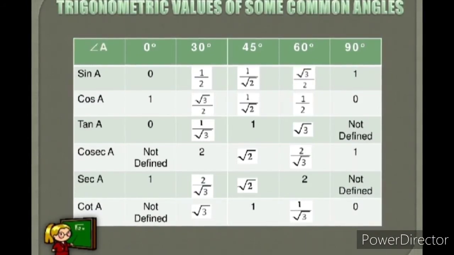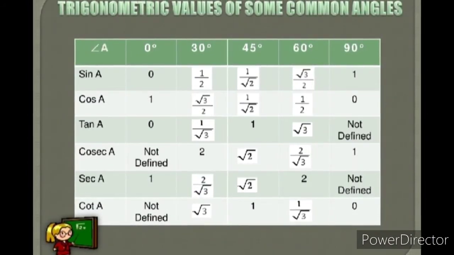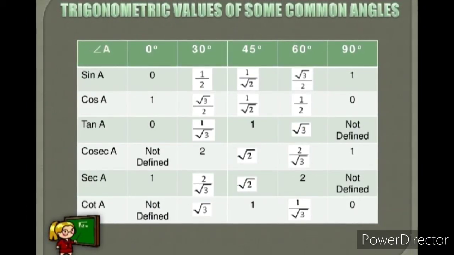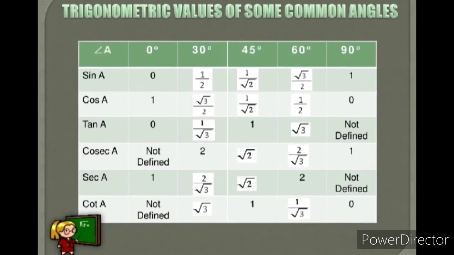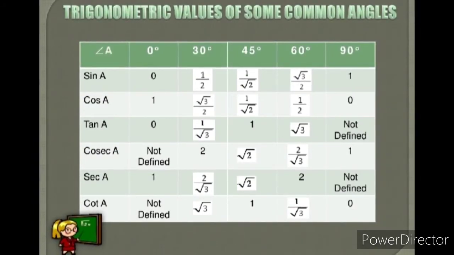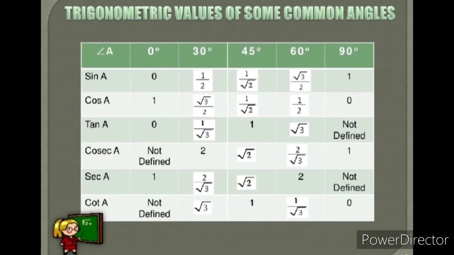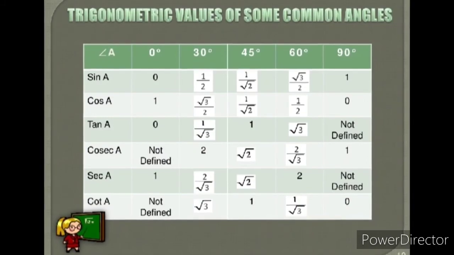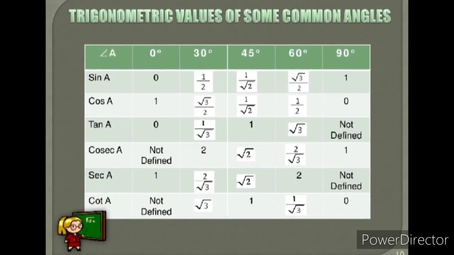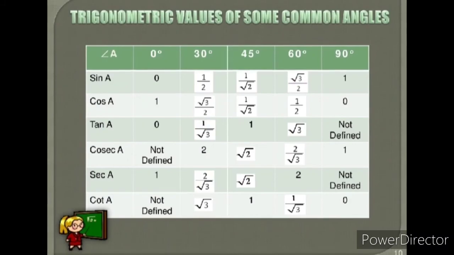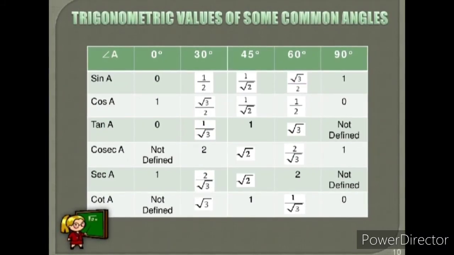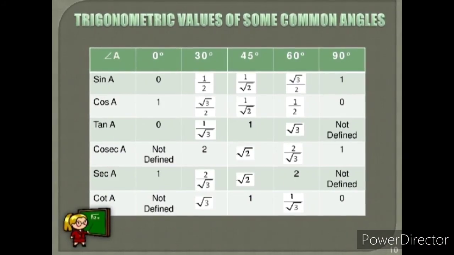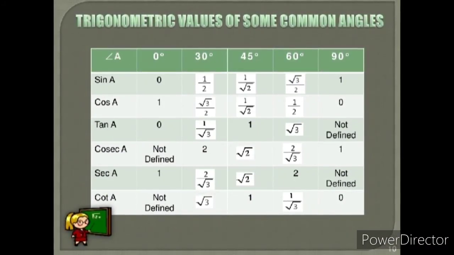From this table we can observe the values of sin theta and cos theta always lie between 0 and 1. In case of tan theta, the values increase from 0 to infinity. In case of cot theta, the values decrease from infinity to 0. In case of cosecant theta, the values decrease from infinity to 1. Secant theta, the values increase from 1 to infinity.